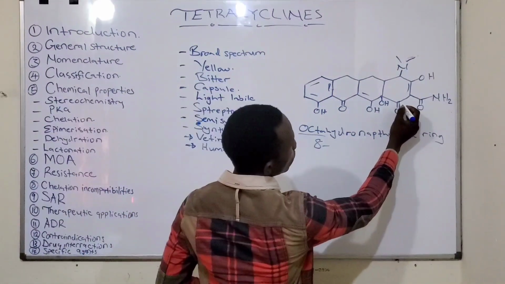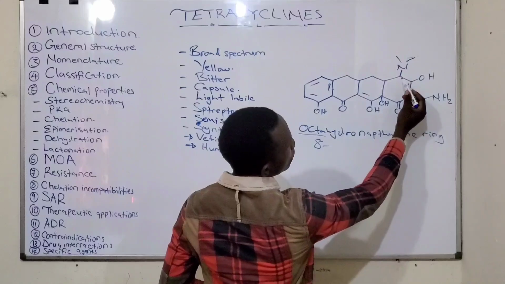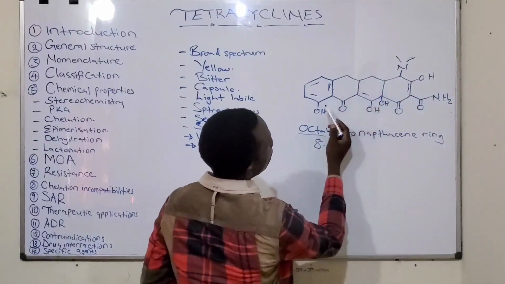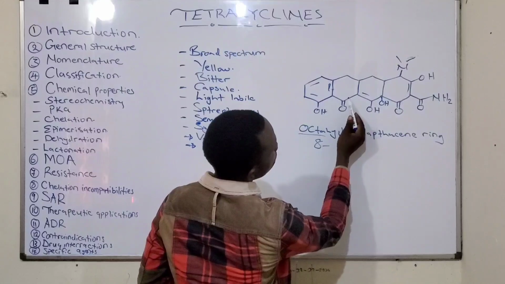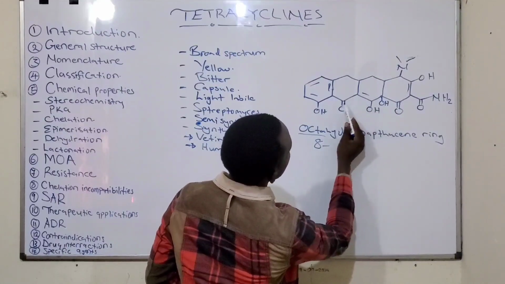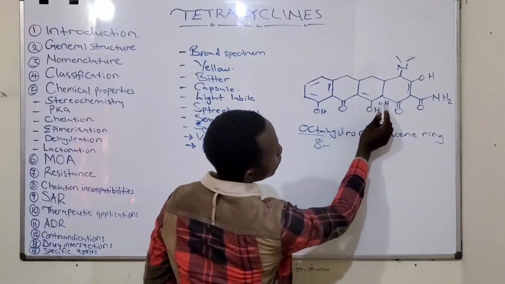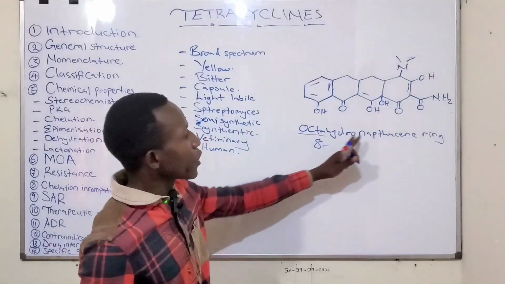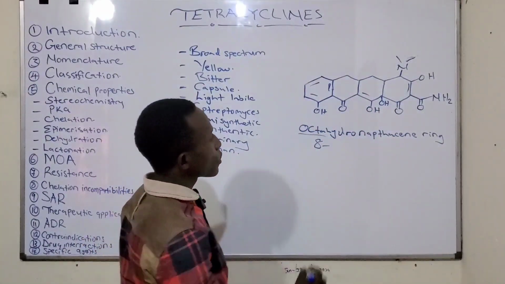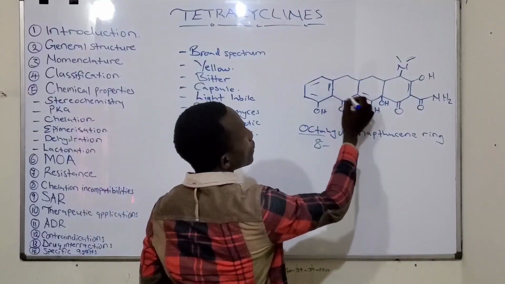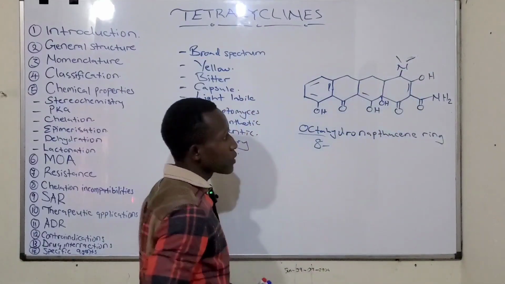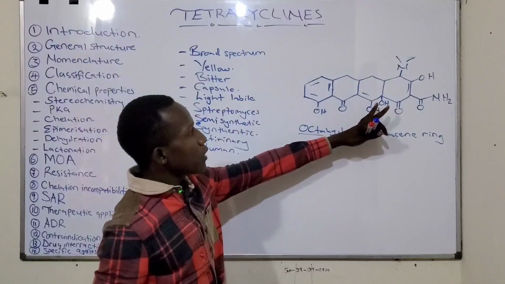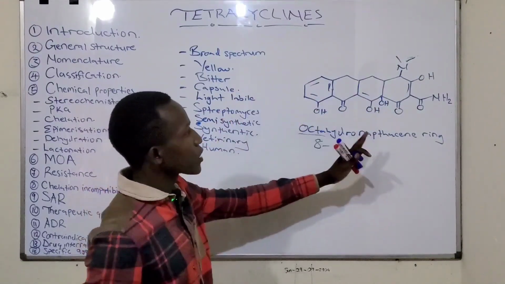We start from this one. This is 1, this is 2, 3, 4, 5, 6, then 7 and 8. So those are the 8 saturated carbons. That's why it's called the octahydronaphthacene ring, because for the naphthacene ring, all these bonds are unsaturated. All the rings are unsaturated. So this is the general structure for all the tetracyclines.